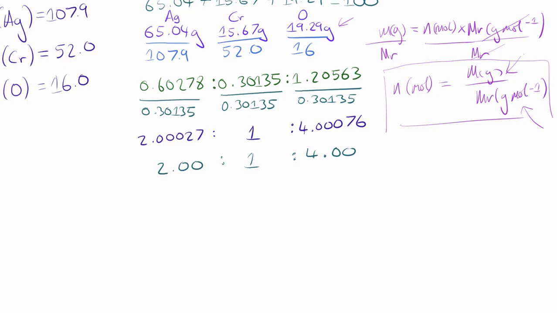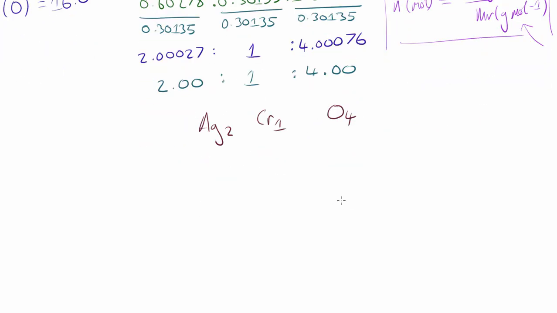And in this case, that means that for Ag, we're going to have a 2, right? For Cr, we're going to have a 1. And for oxygen, we're going to have a 4, right? And of course, in our final formula, we don't need to put the 1 there. It's not necessary. So what we're just going to have is Ag, Cr, O, 4. And in this case, this is going to be our simplest whole number ratio. So this is the empirical formula.